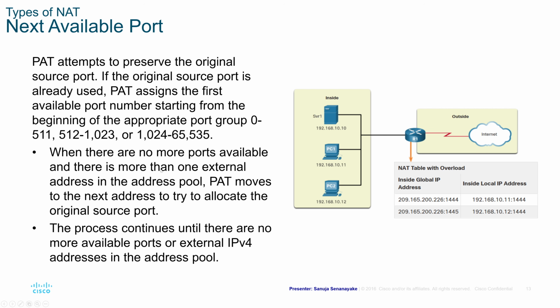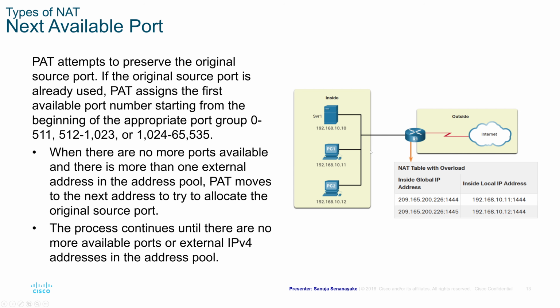When there are no more ports available and there is more than one external address in the address pool, PAT moves to the next address to try to allocate the original source port. The process continues until there are no more available ports or external IPv4 addresses in the address pool.